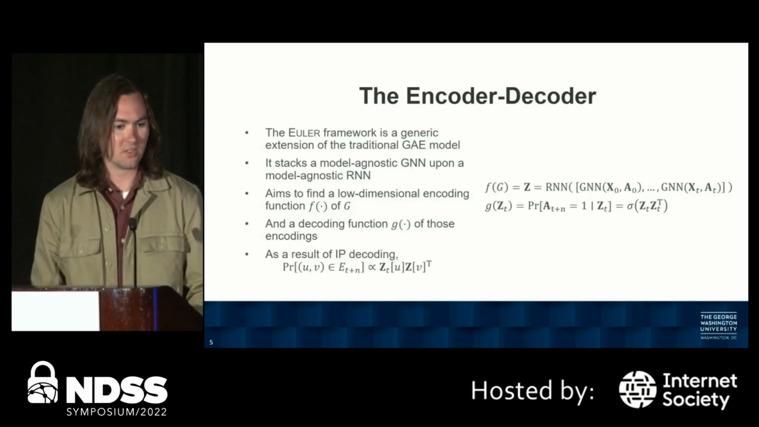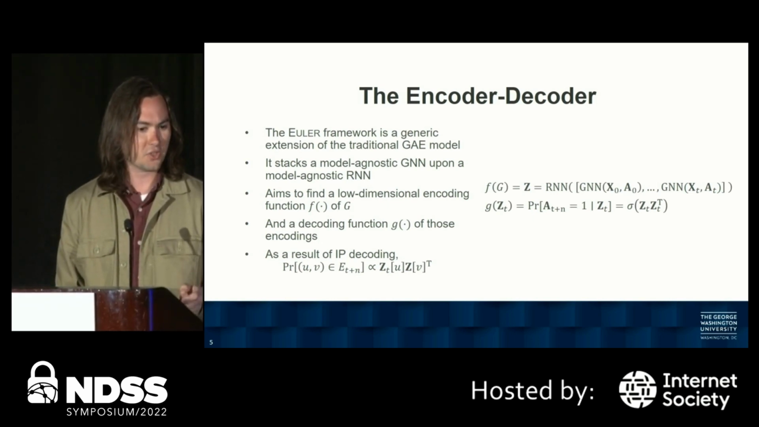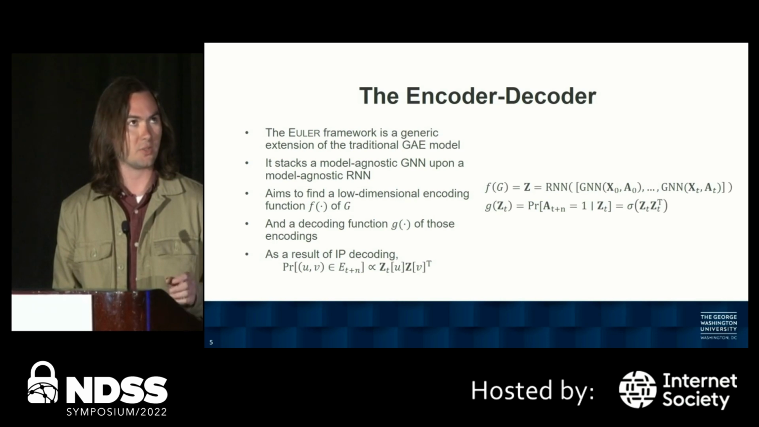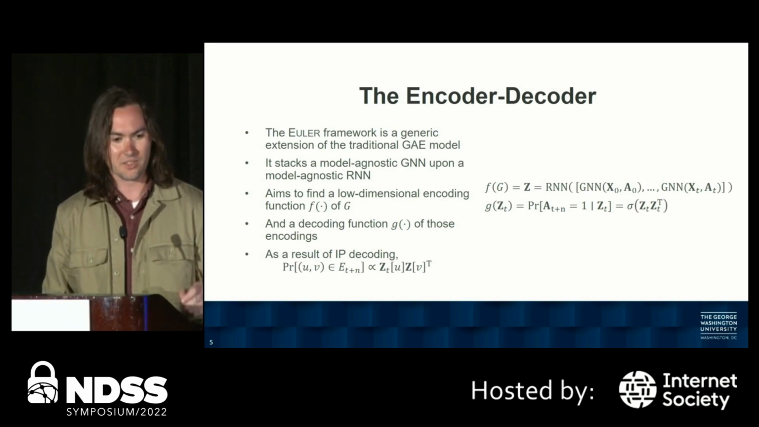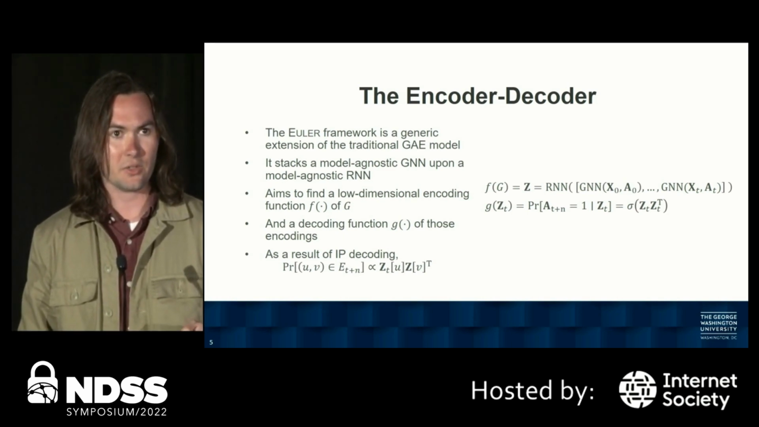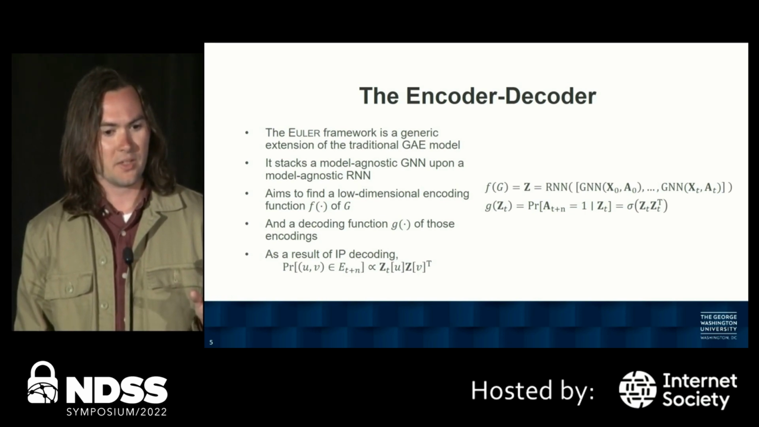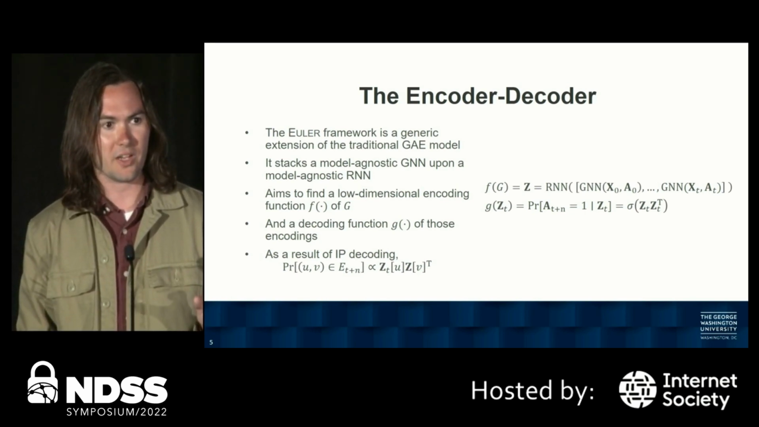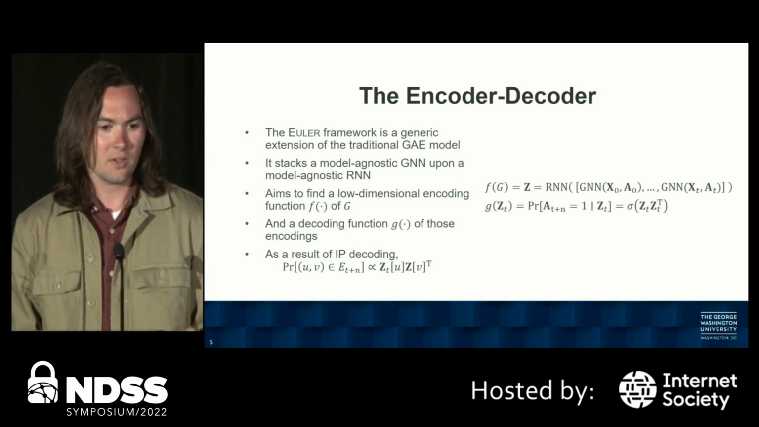So the way we do this a little more in depth is we're going to have an encoder function, f, which takes all of the graphs in. As you can see, it produces z, the embeddings of the nodes. And then we have a decoding function, g, which takes the embeddings at some point in time and produces a probability of whether or not an edge should exist between those two nodes, given their embeddings.